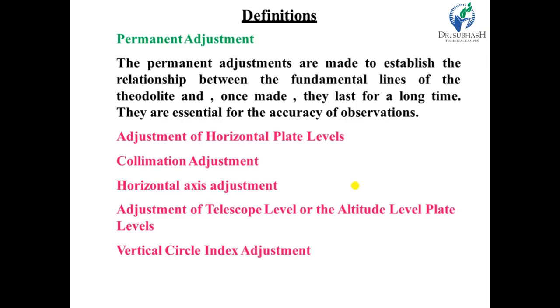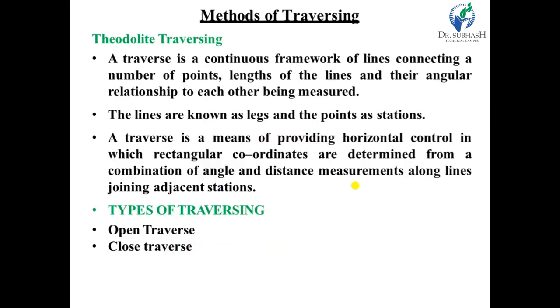We have previously discussed that the horizontal and vertical axes are perfectly perpendicular to each other. So to fix the relationship between the two axes, we have to carry out that adjustment. There are different types of adjustment, like adjustment of the horizontal plate level, collimation adjustment, horizontal axis adjustment, adjustment of the telescope level or altitude level and plate levels, and vertical circle index adjustment.